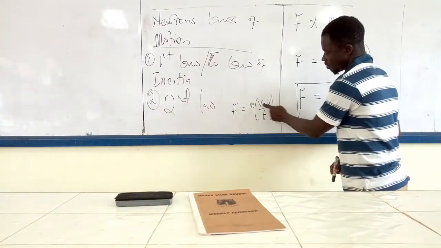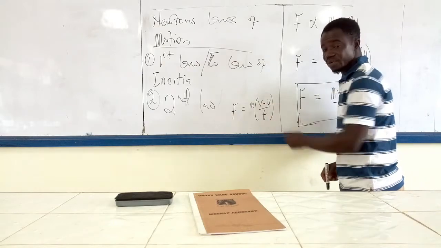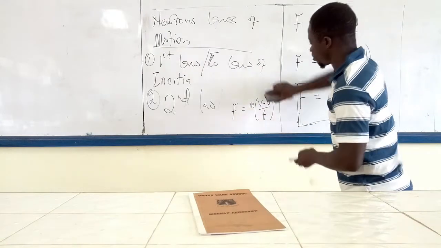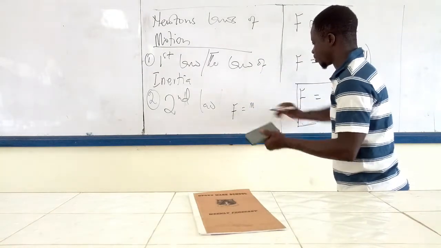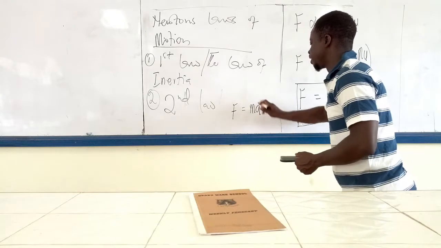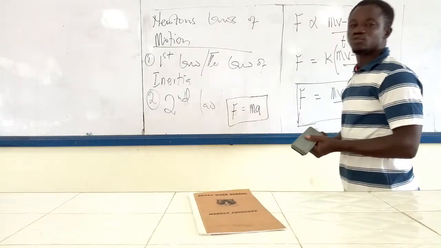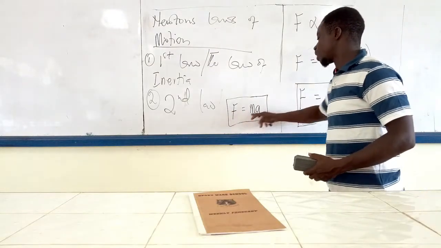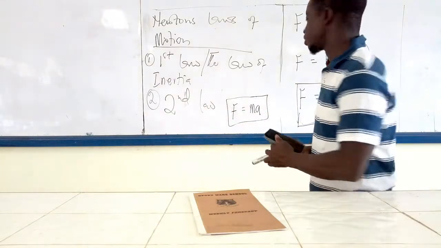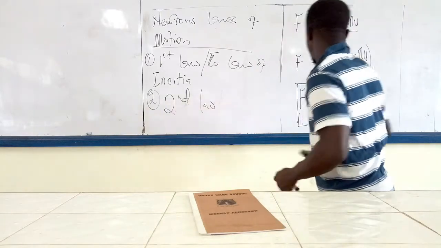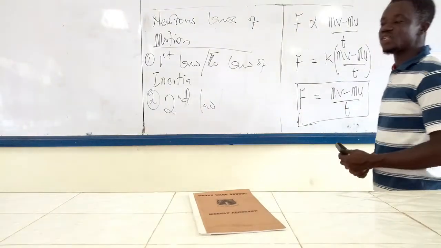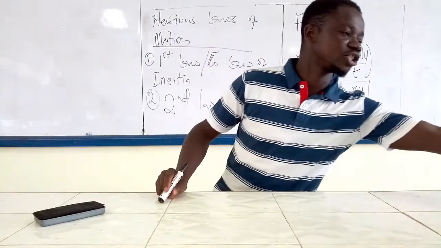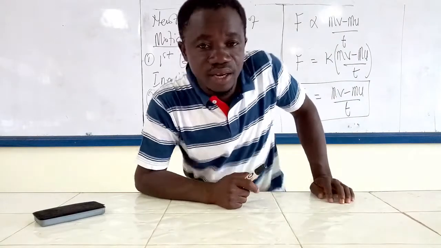Look at this. v minus u all over t. That is acceleration, right? Yes. So in place of this, I can put acceleration there, and that will give me F is equal to ma. So from Newton's second law of motion, we get the force F is equal to ma, which we refer to as net force on a body. Good. So this is what we deduced from Newton's second law of motion. Applications of Newton's second law of motion.